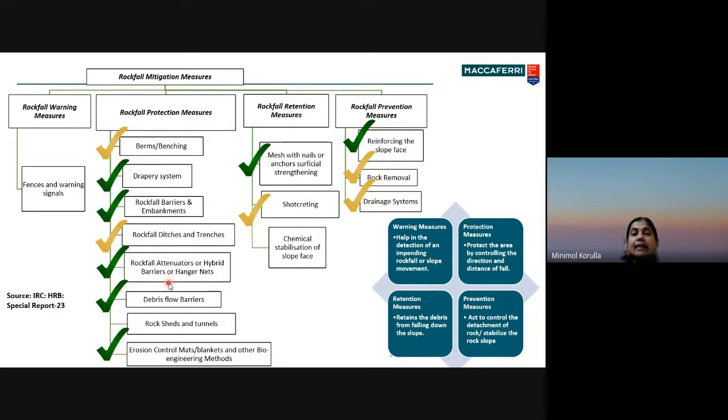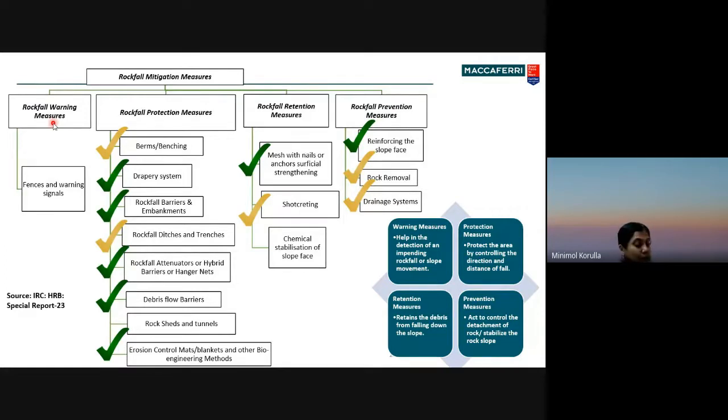And here you can see a very big chart. No need to worry, it is all simple. Rockfall mitigation measures: the first type is rockfall warning measures. What do you mean by rockfall warning measures? If a rockfall is going to happen, the specialist who is monitoring the stretches will be able to immediately take some precautionary measures so that a disaster will not happen in that area. So that is rockfall warning measures.